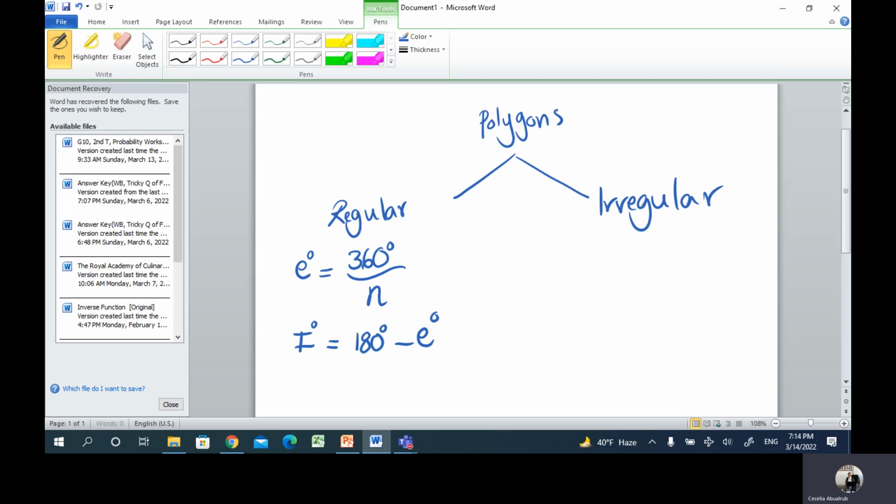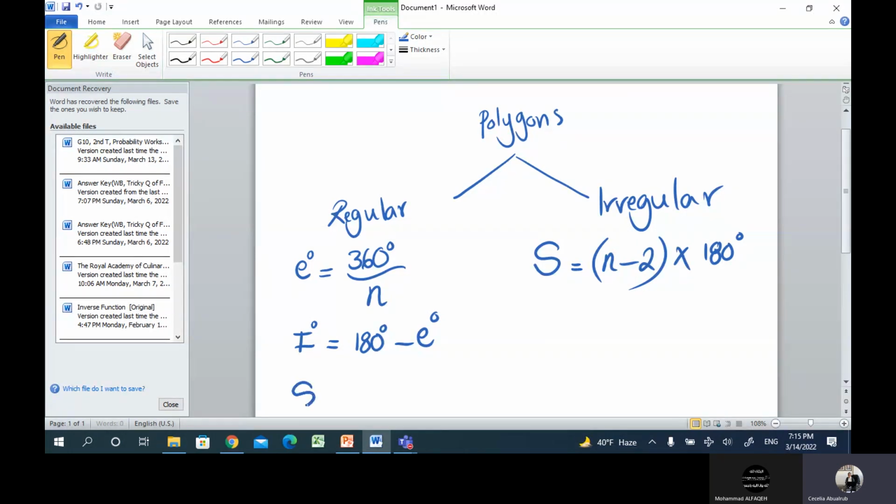And for irregular polygons, we say the sum, which means the addition of the interior angles, is equal to the number of sides minus 2 inside a bracket times 180 degrees. And these rules, you must memorize them. This rule is also applicable for regular polygons. The sum of interior angles equals the number of sides minus 2 inside the bracket times 180.